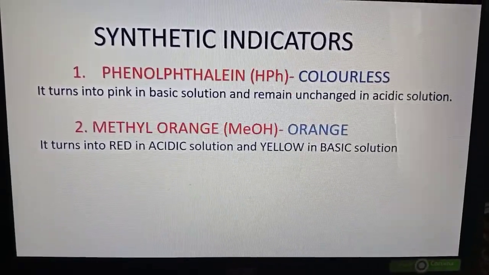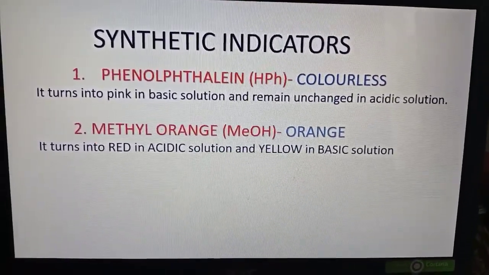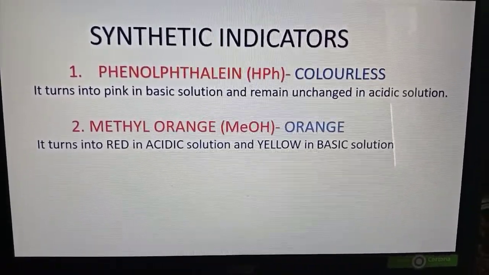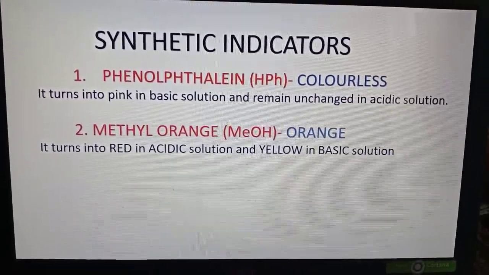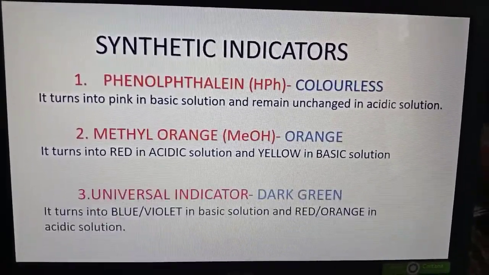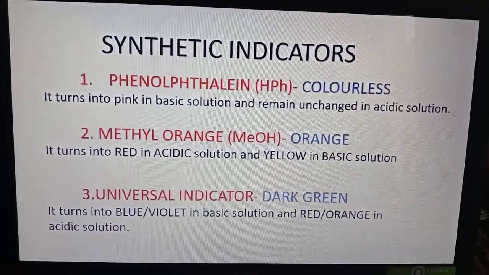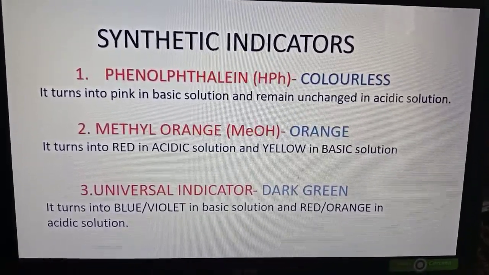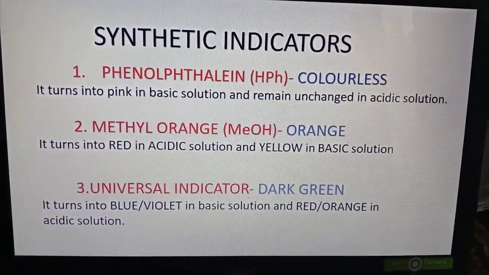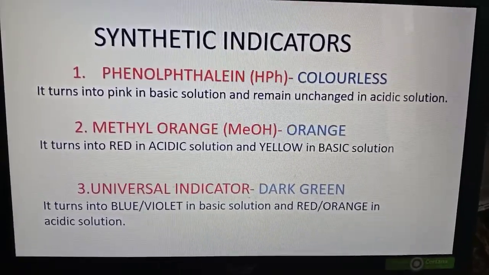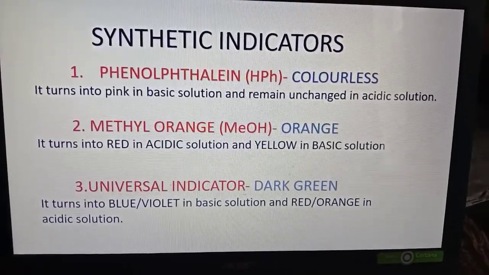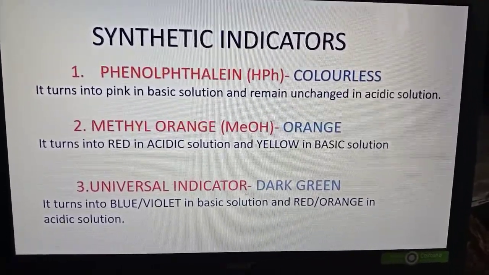Second synthetic indicator, methyl orange, denoted by MeOH. Its original color is orange. When methyl orange is added in acidic solution, it becomes red in color and remains yellow in basic solution. Third indicator is universal indicator. Original color of universal indicator is dark green. It becomes blue or violet in basic solution, and when it is added in acidic solution, it becomes red or orange depending on the concentration of acid or base.